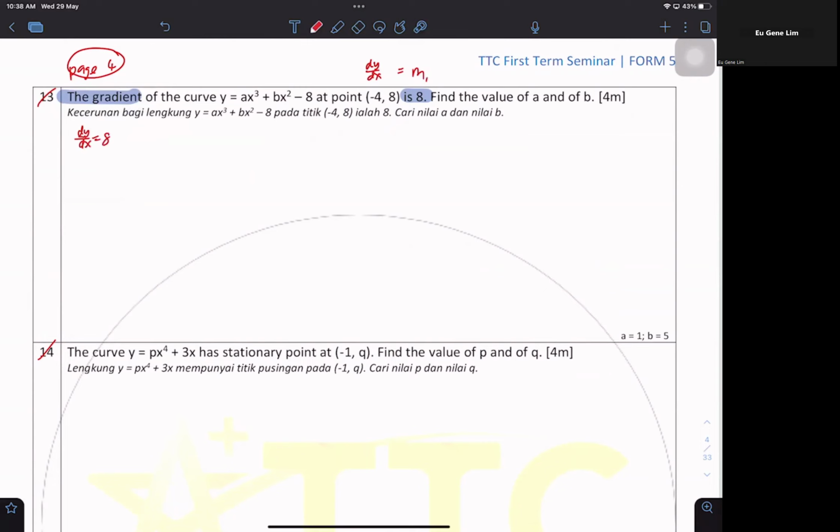Since you know this is a dy dx question, you just differentiate. So 3ax squared plus 2bx. Just differentiate, and then you sub the 8. The dy dx is 8, and at the same time, the x is -4. Very good.